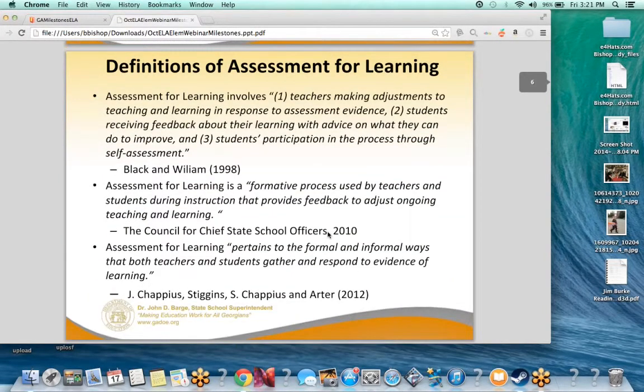From those webinars, they had some really great definitions of assessment for learning, and that's essentially what we're hoping to provide here today: some ideas and resources for how to take test prep materials and sample questions and actually use them in the classroom as learning and teaching materials. The definition they provide for assessment for learning is that teachers make adjustments in response to assessment evidence, and students receive feedback and advice about what to do to improve as they practice with assessments.